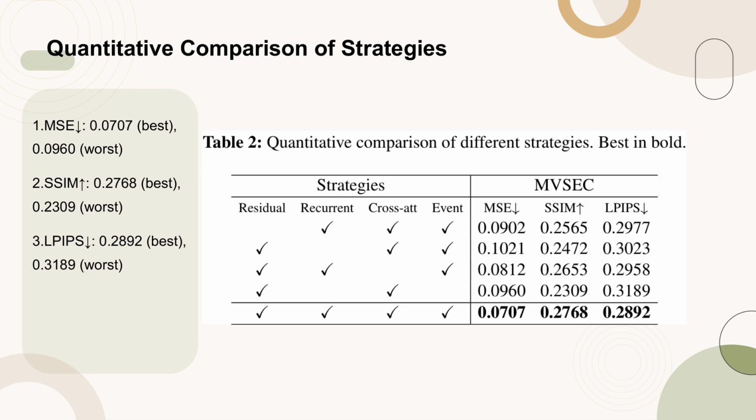For instance, the strategy with all components included achieves the lowest MSE of 0.0707, the highest SSIM of 0.2768, and the lowest LPIPS of 0.2892, indicating superior performance in terms of accuracy, structural similarity, and perceptual similarity, respectively.